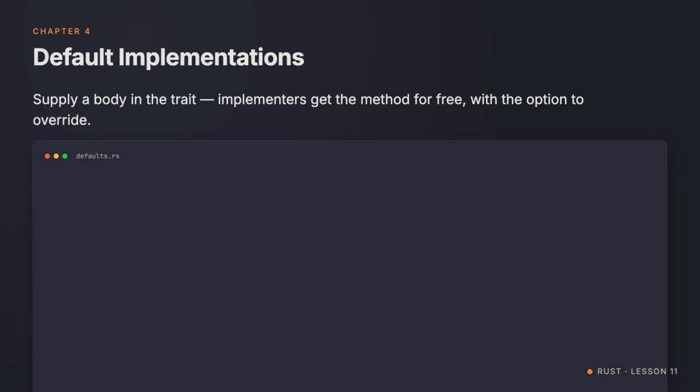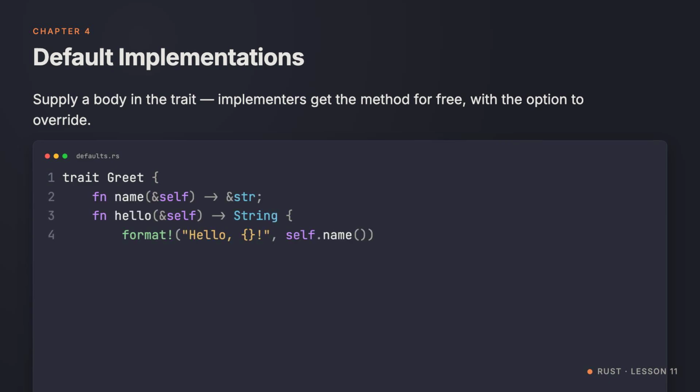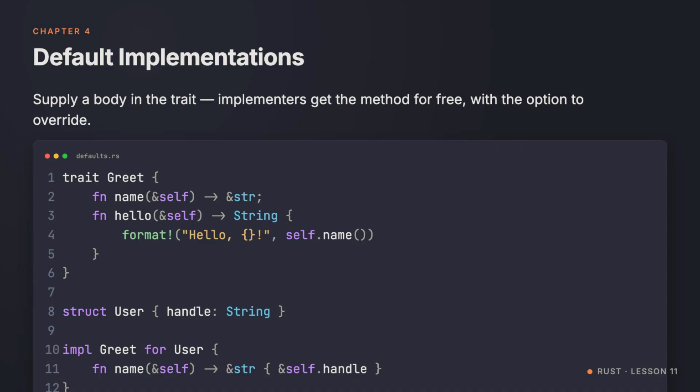Inside a trait, you can provide default method bodies. Types that implement the trait get those methods for free and can override any of them if they want custom behavior. This is how the standard library manages to have so many convenient methods without asking every type to implement them manually. Implement one small primitive and a whole family of higher-level methods comes along with it.